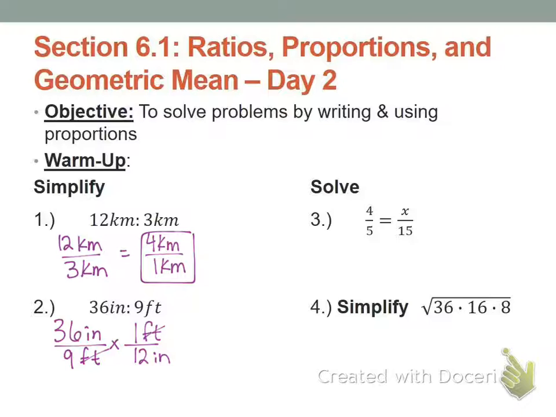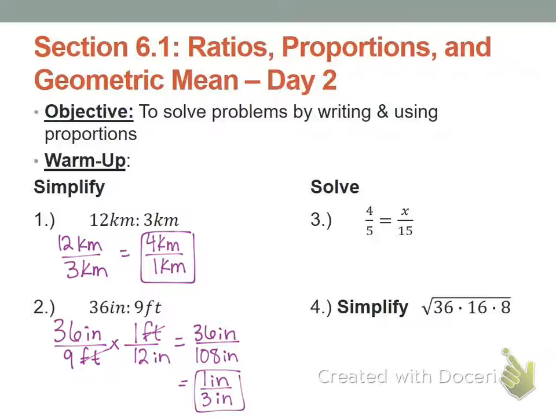What do we get in the numerator? 36 inches. In the denominator, 108 inches. These are both divisible by 36. 36 divided by 36 is 1. 108 divided by 36 is 3. And we are finished.